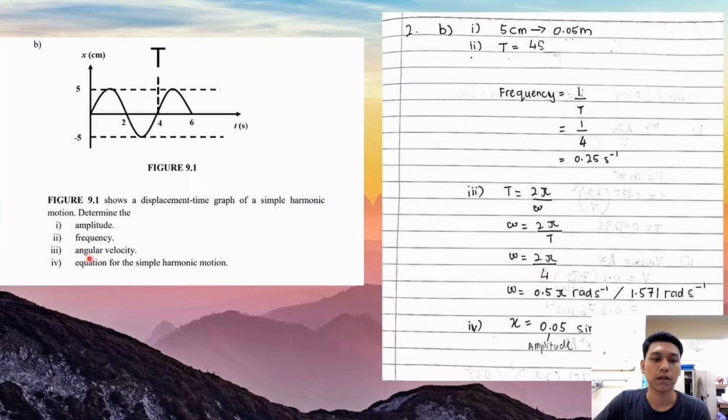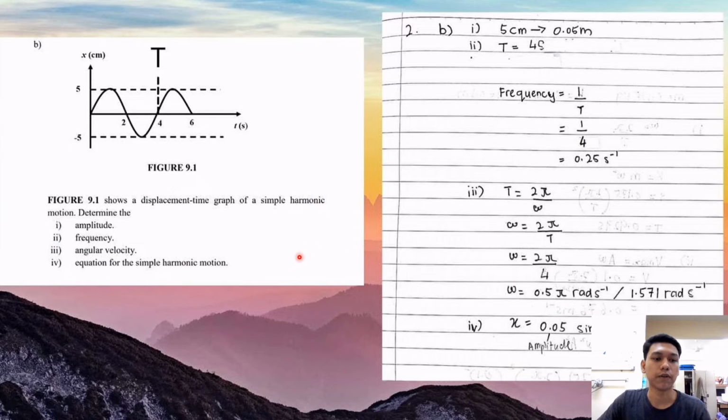So third is the angular velocity. So we use the formula T equal to 2 pi over angular velocity, and we rearrange, and we get angular velocity equal to 2 pi over T. So we know the period is 4 seconds, and we just substitute it into the formula. So angular velocity equal to 2 pi over 4, and the answer is 0.5 pi radian per second.